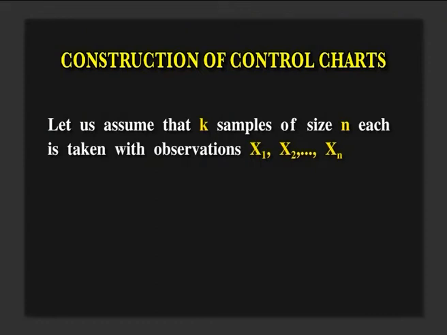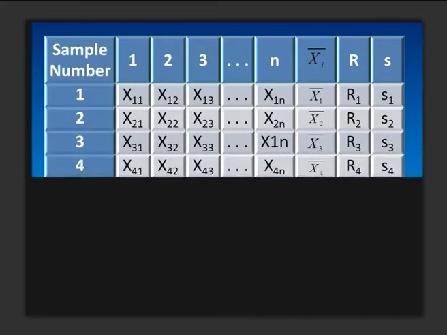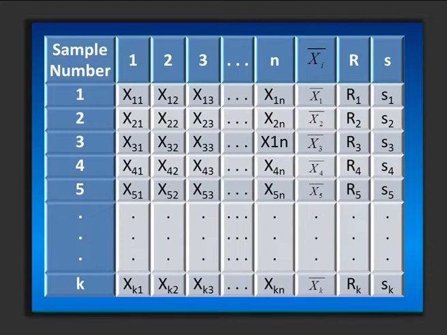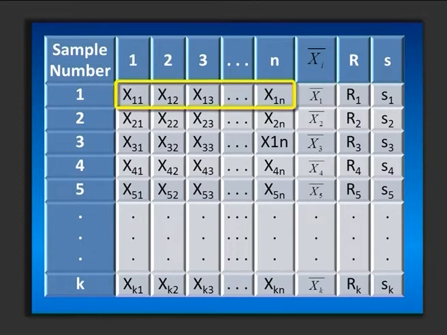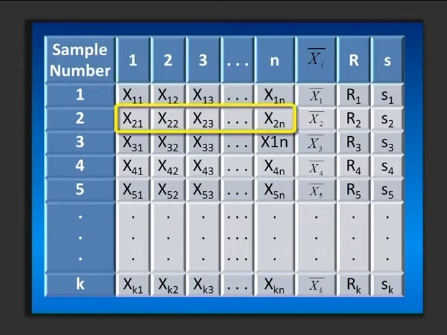Let us assume that there are k samples of size n each taken with observations x1, x2, etc. xn. The collected sample information will form the data set as given below. The table explains there are k subgroups. Each subgroup has n observations. For example, the first subgroup has the observations x11, x12, x13, etc. x1n. The second subgroup has the observations x21, x22, x23, etc. x2n. So, there are k subgroups.